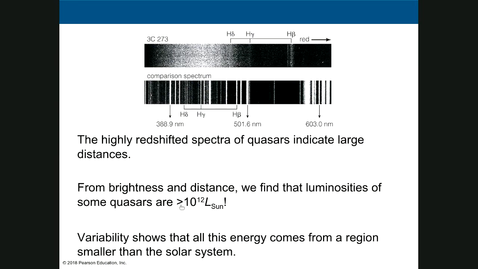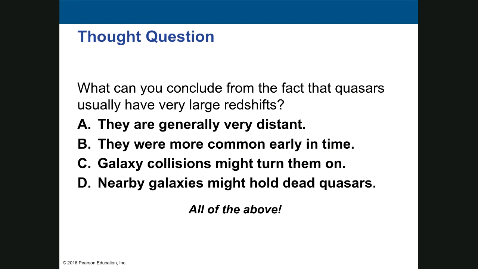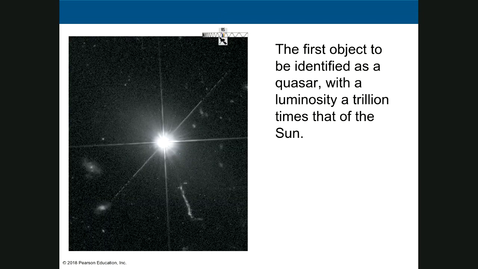Now, the variability of this brightness shows that all this energy comes from a region smaller than the solar system. So we have an object that is compact, but is a trillion times more luminous than the sun. And they only take place in the early universe, thankfully. There'd probably be too much radiation for us to survive if our galactic nuclei were that bright.